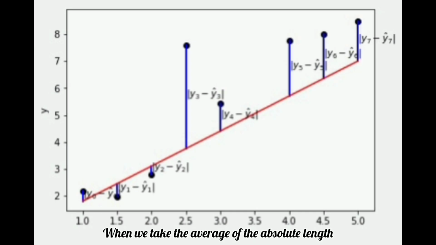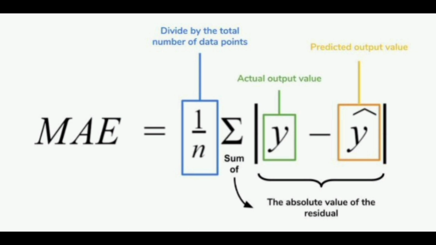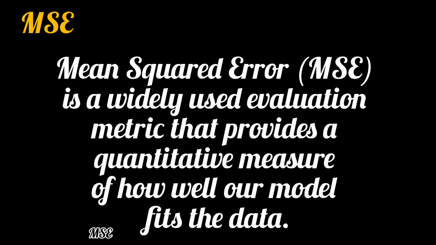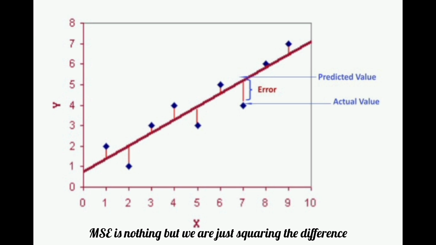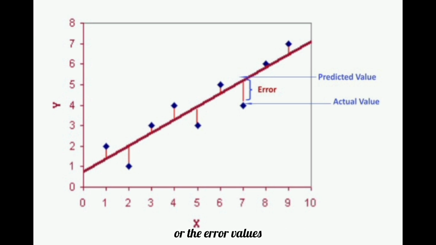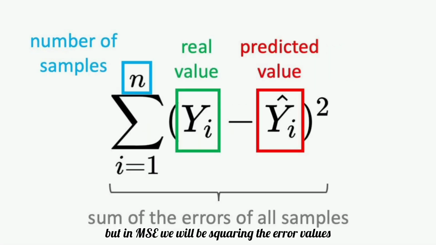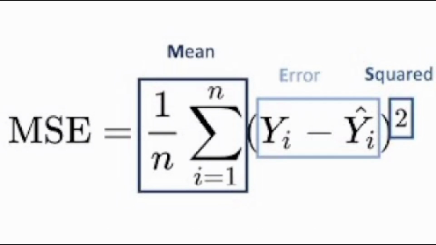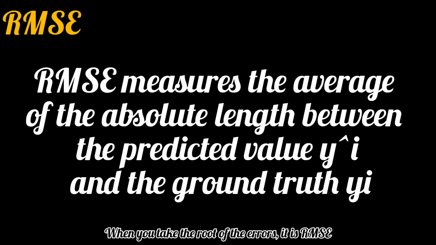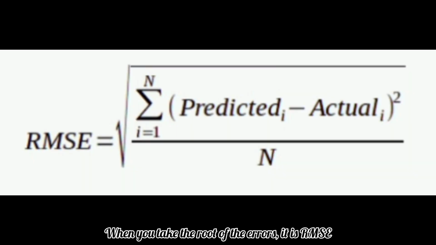When we take the average of the absolute errors, we find the MAE, which is given by the formula. Let's make it simple. MSE is nothing but squaring the difference or the error values. In MAE, we are not squaring, but in MSE, we square the error values, and we are finding the mean for all the samples. When you take the root of that, it is RMSE.